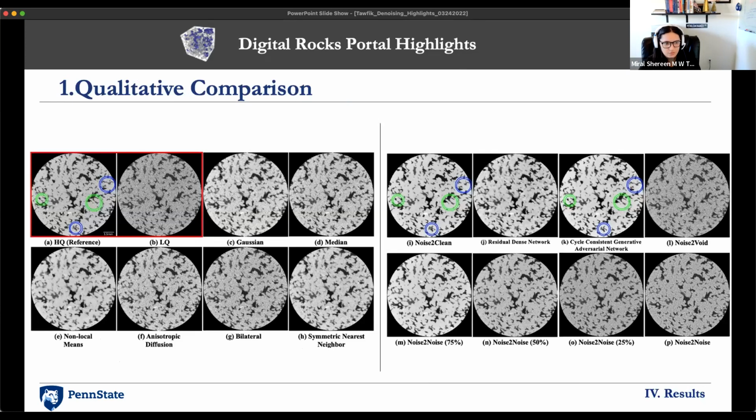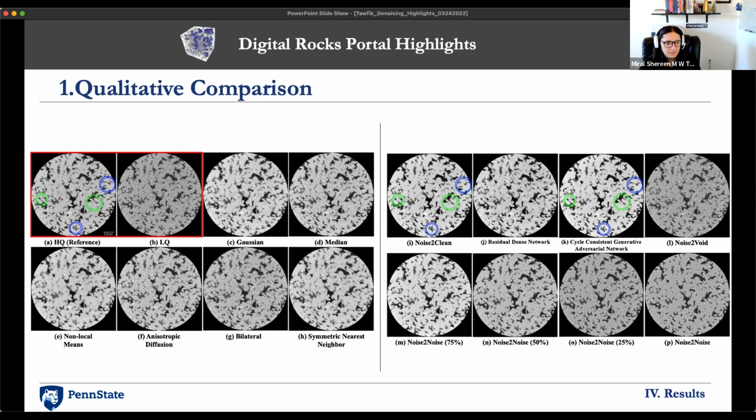So those are the results for the qualitative comparison. Here we see an XY slice for the high quality and low quality data set on the top left, as well as the same XY slice for each of the denoised data sets. Qualitatively or visually, we can see that the denoising algorithms have all resulted in a cleaner image compared to the low quality image. We can also see that within the traditional filters, which are all on the left, non-local means and SNN look the most promising.